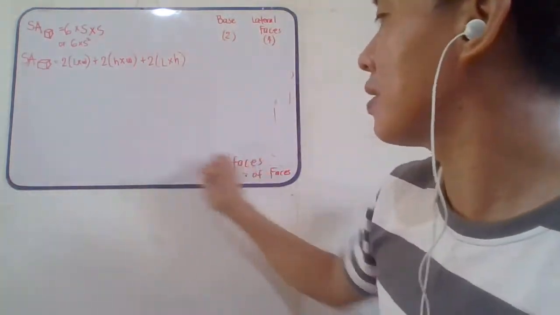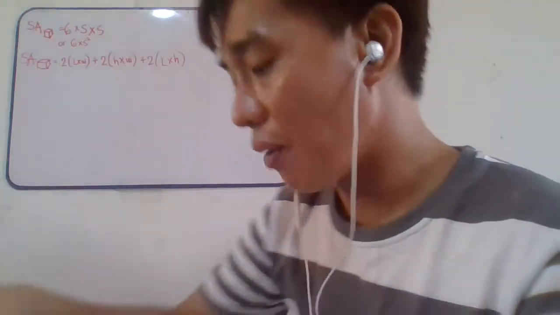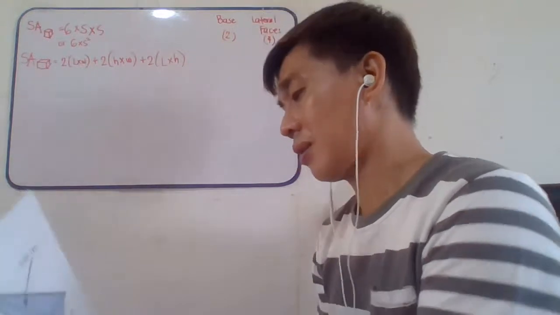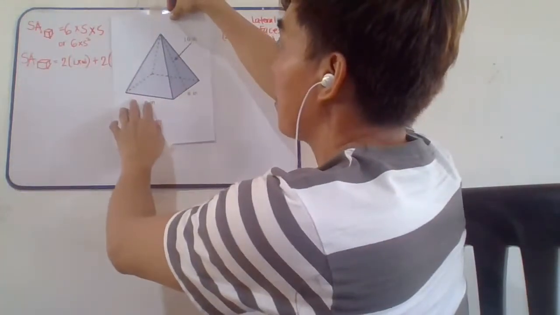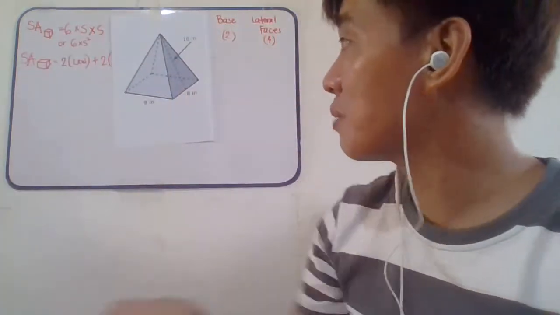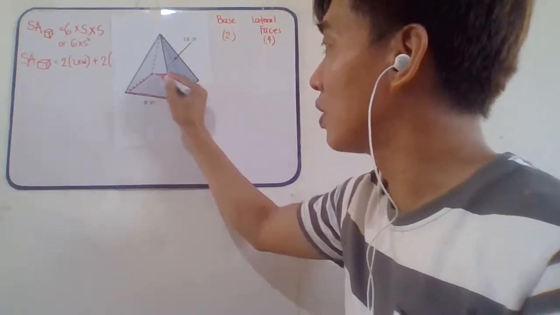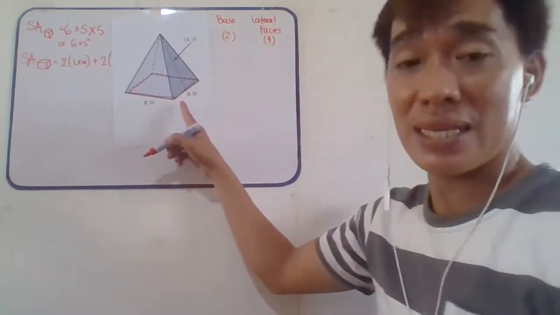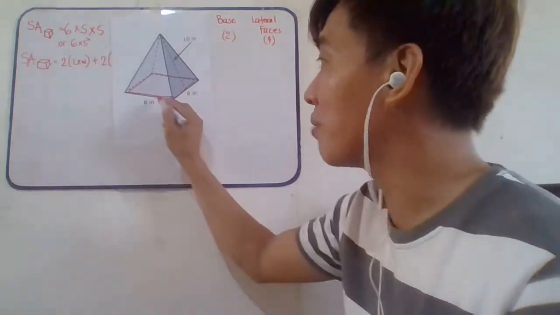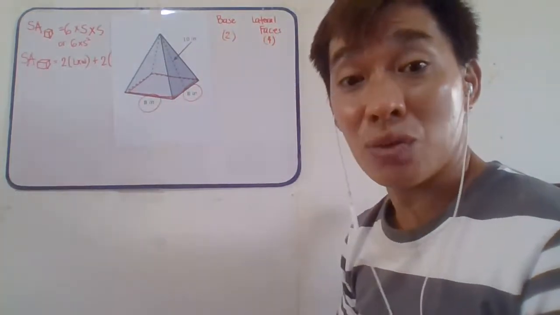Our next figure looks like this one. Okay, our next figure is a pyramid. Okay, it's a pyramid. Okay, now if you notice this pyramid, here's the base of the pyramid. Sorry, and the base of the pyramid looks like a rectangle, but actually it's a square. Why square? Because the 2 sides are equal. Okay, the 2 sides are equal.